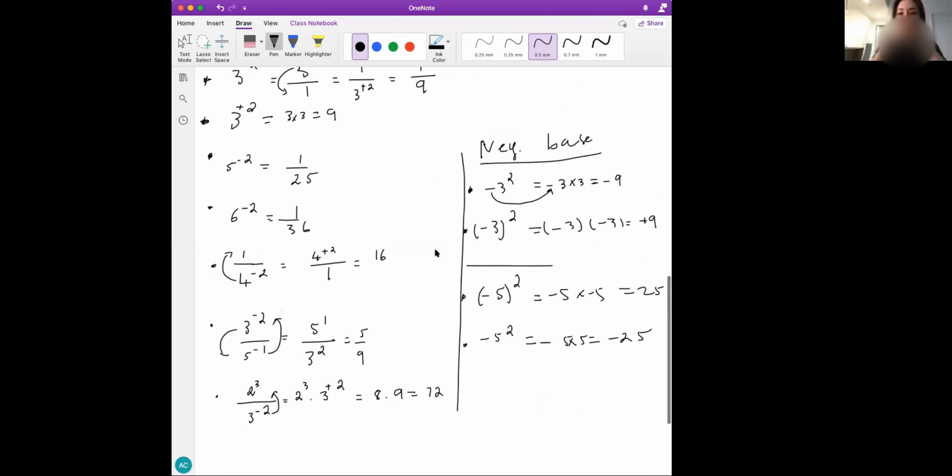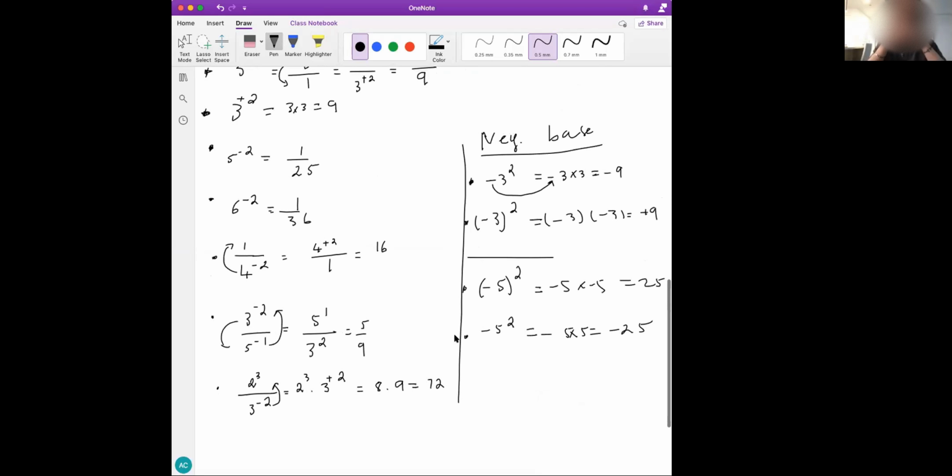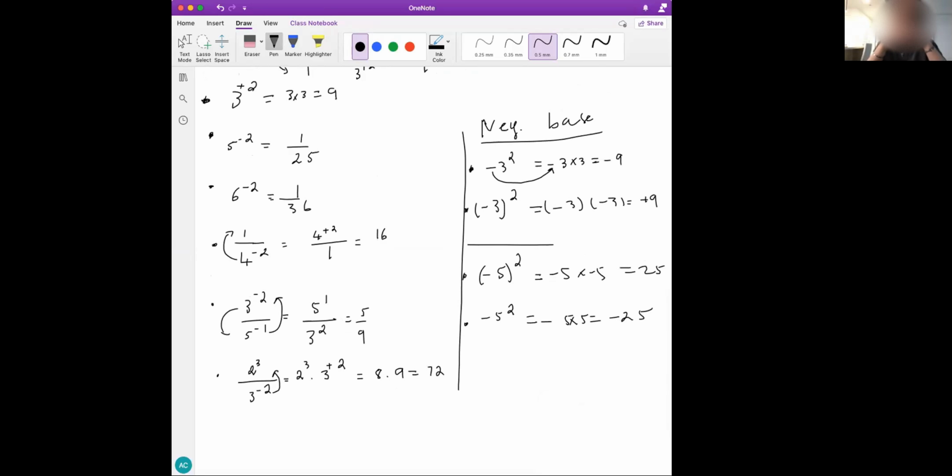Okay, let's get back to this. So again, we have this. Whenever you have a negative, if you have parentheses, that negative is part of the base. So when you evaluate, you repeat the negative. If you don't have parentheses, the negative is not part of the base.